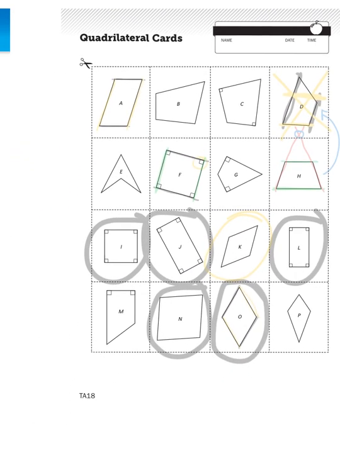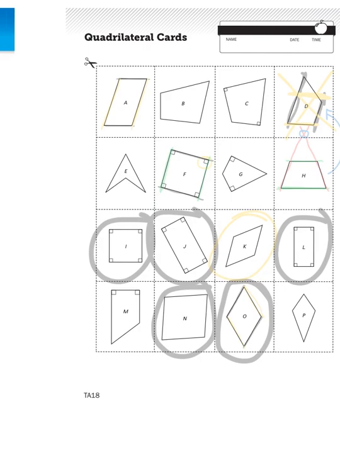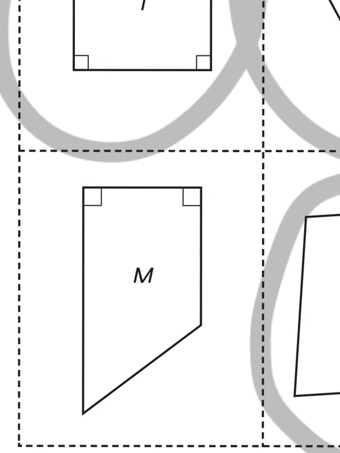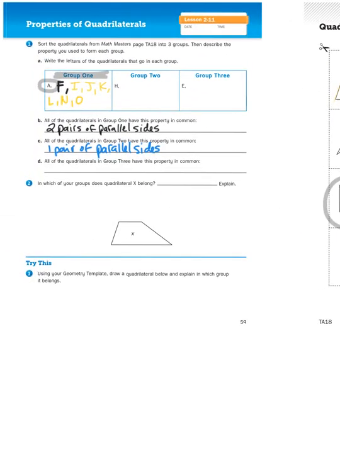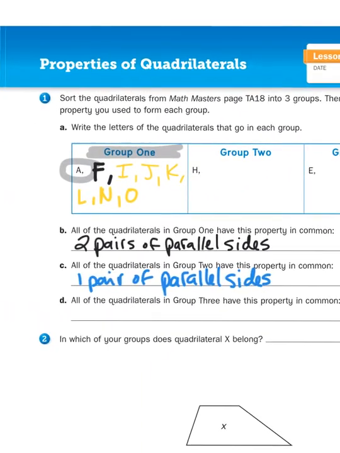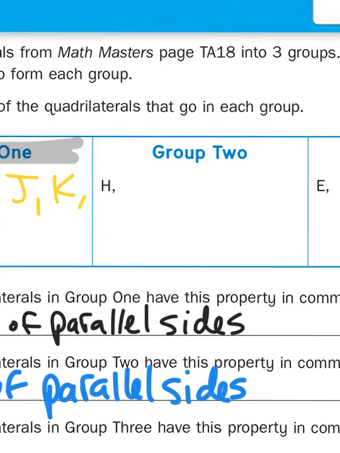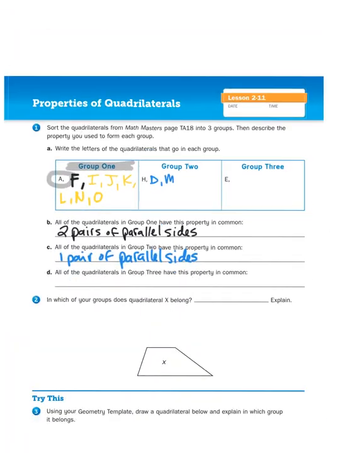As I survey the rest of the shapes, I also notice that M has one pair of parallel lines. They're the ones on the sides here and here. Okay, so that works. So far what I've been able to find is that in group 2, quadrilaterals that have one pair of parallel sides are H, D, and M.